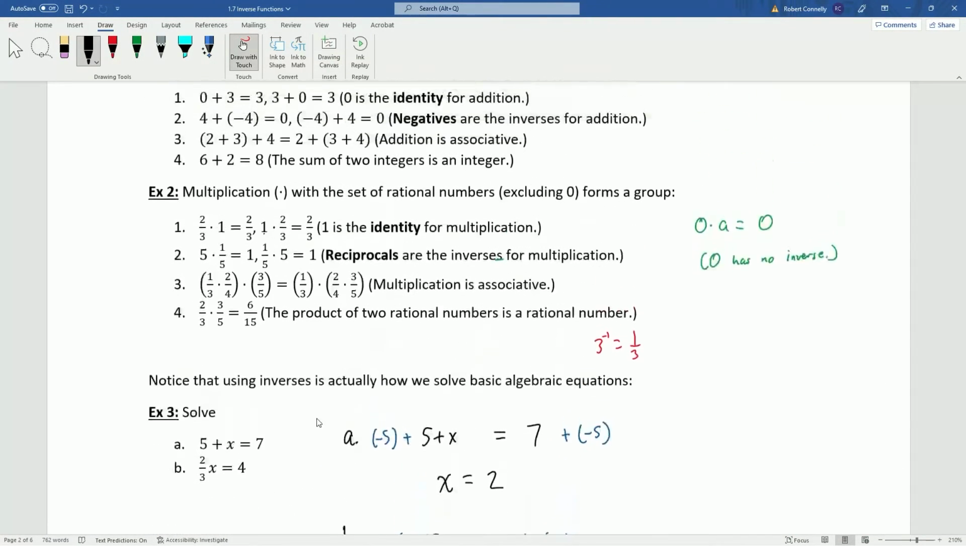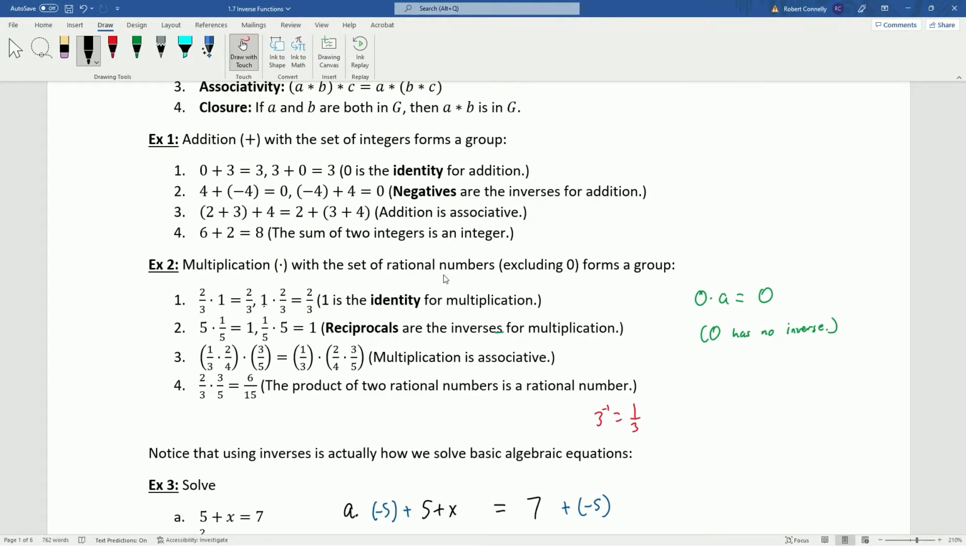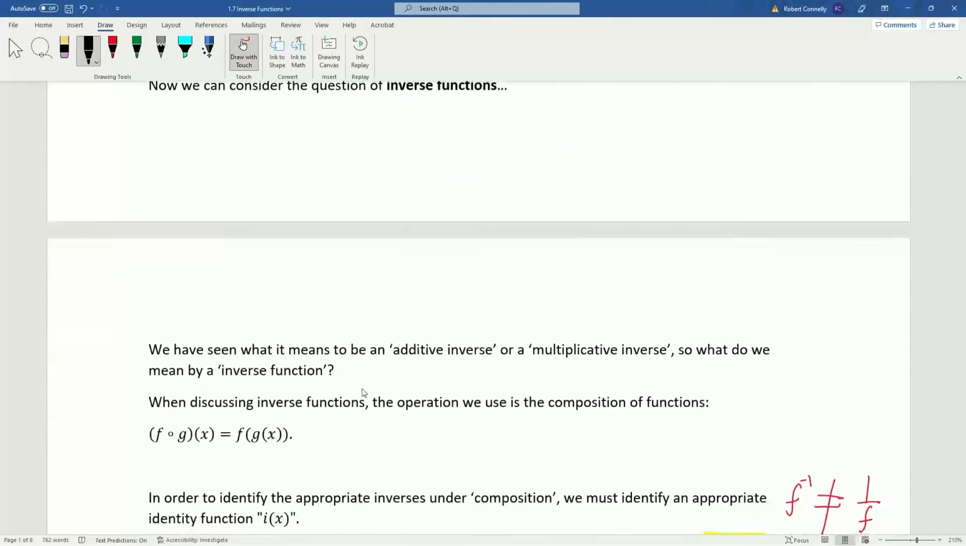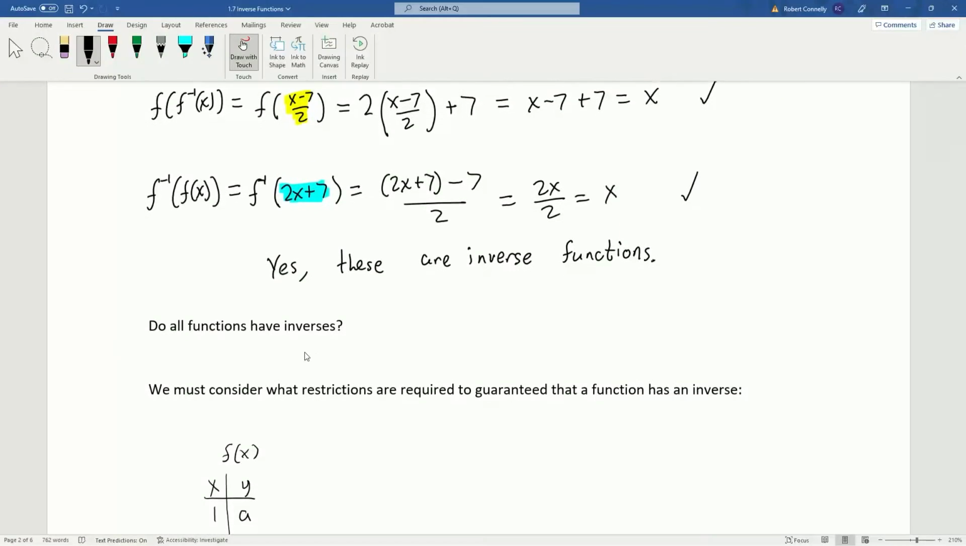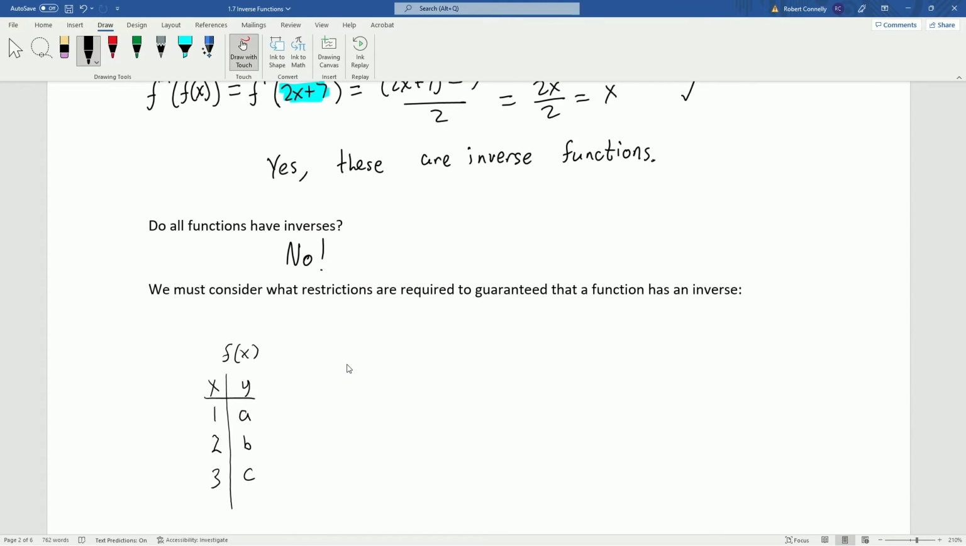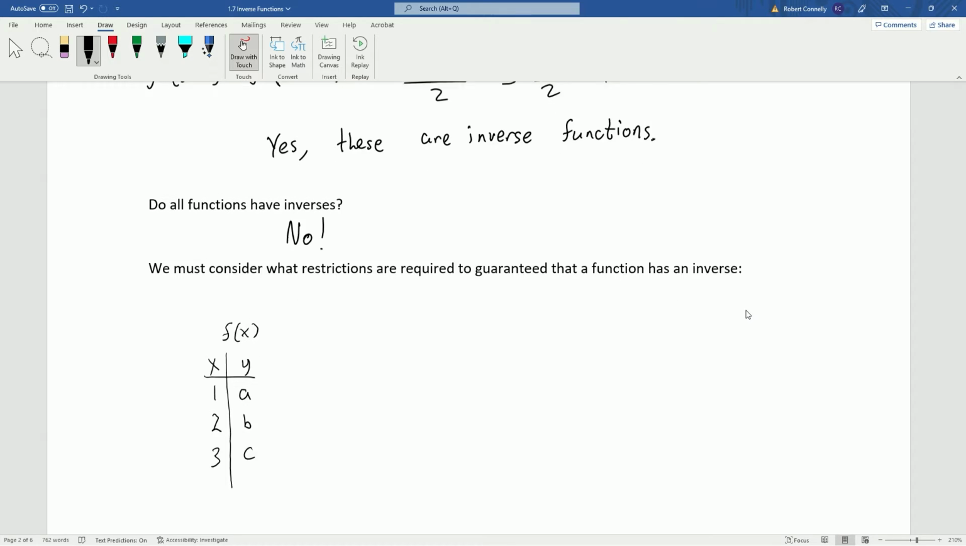If we go back to multiplication, we could ask ourselves a similar question. Do all rational numbers have inverses? And the answer is no, because 0 has no inverse. So the answer here is also no. Not all functions have inverses. So we have to figure out, okay, why? What restrictions are required to guarantee that a function has an inverse?